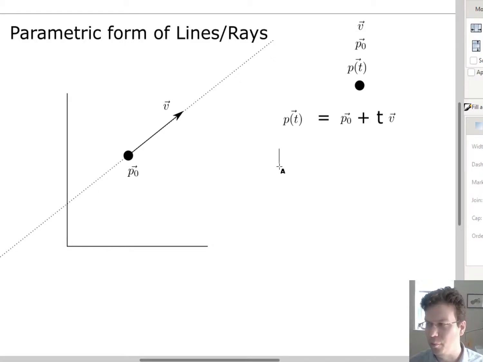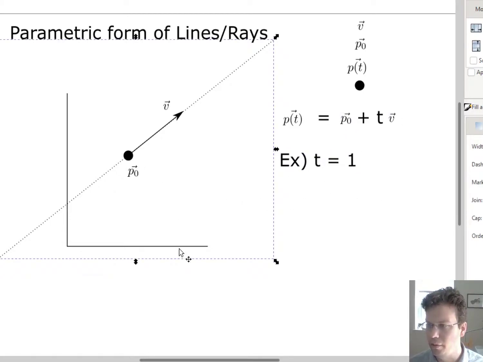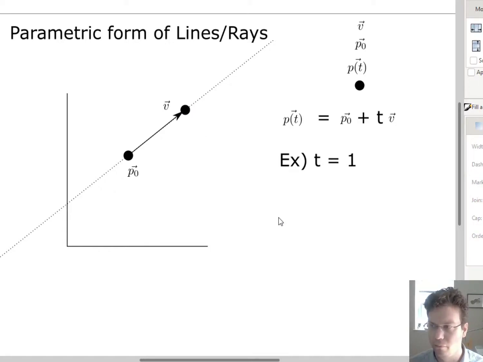So just as an example, let's look. So what if T is equal to 1? Well, then I'm just saying that's just going to be P0 plus V. So I start at P0, and I add on a factor of V, and I end up at the tip here. Okay, so that's for T equals 1. But I can walk all over this line. I can actually keep going.